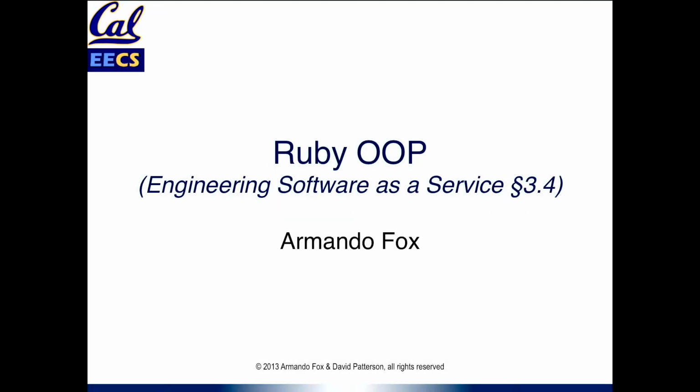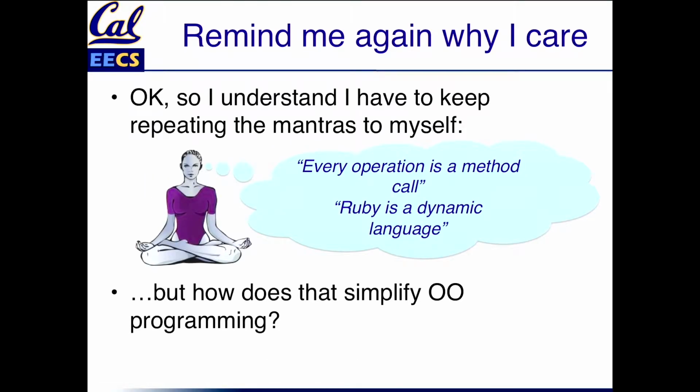So let's talk about actual object orientation in Ruby. And I've kept saying this mantra: everything is an object, everything is a method call, Ruby's a dynamic language. So the question is, why should you actually care about this? How does it actually simplify object-oriented programming?